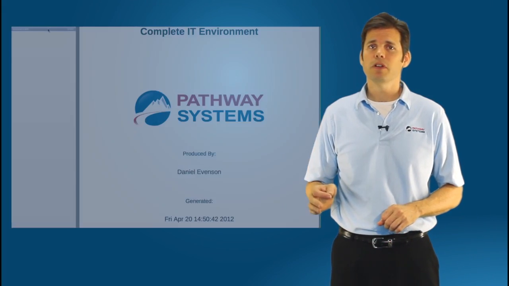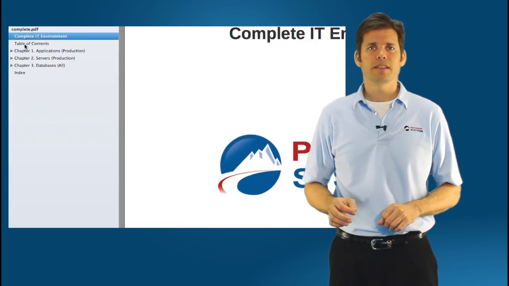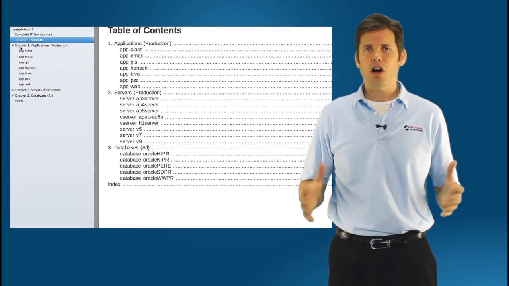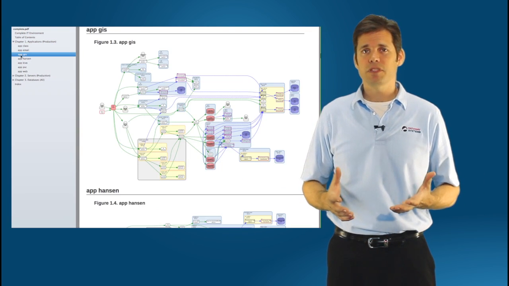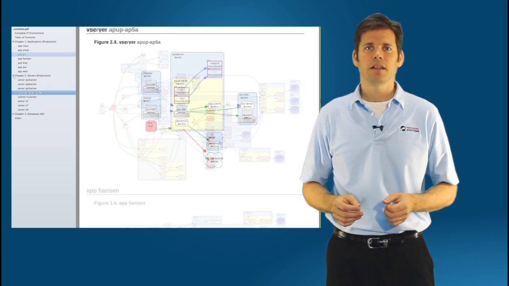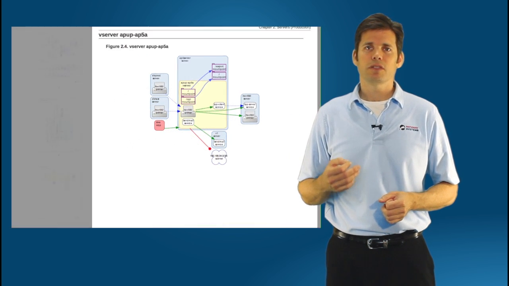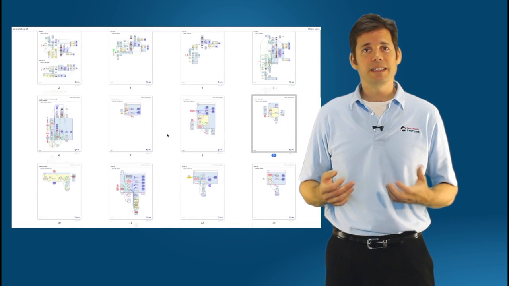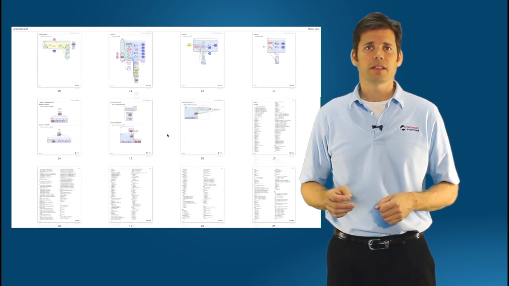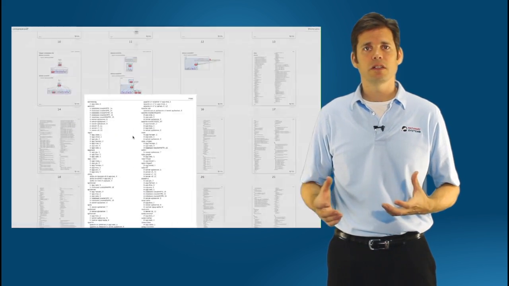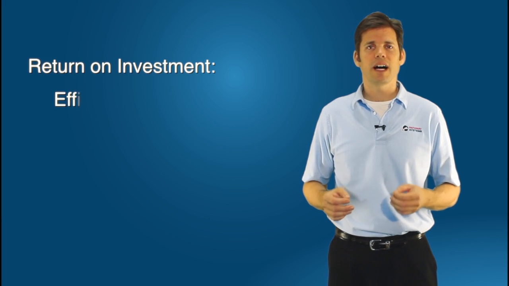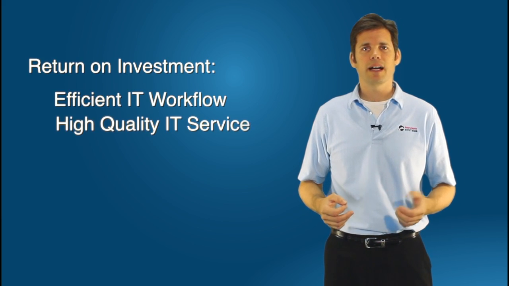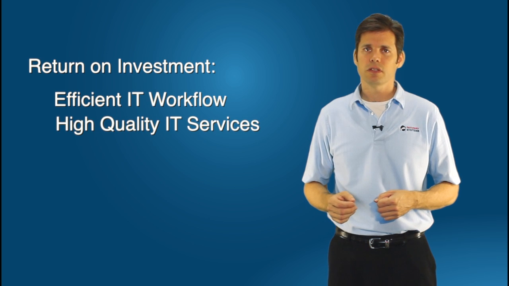If you need printed output, Blueprints can generate comprehensive PDFs of diagrams automatically assembled with table of contents, multiple chapters, and every object indexed automatically. Our customers respond to auditor requests for HIPAA or PCI data with just a few mouse clicks instead of scrambling to organize materials, which would otherwise distract them from current projects. Blueprints' ROI comes from more efficient IT workflow and higher quality IT services provided to your customers.